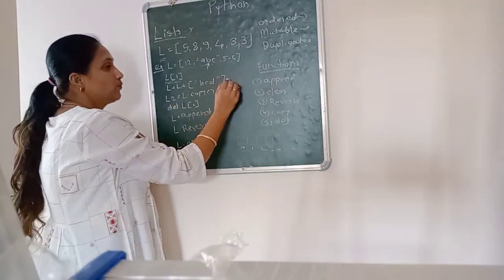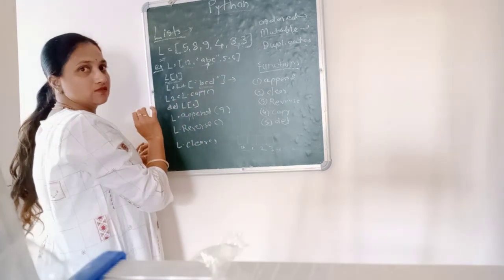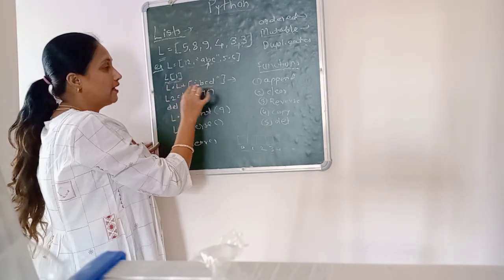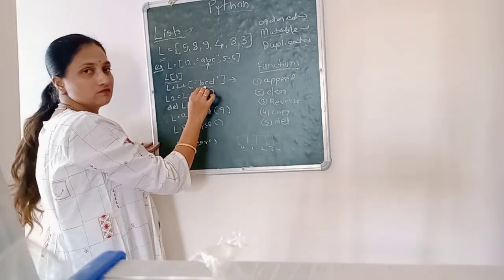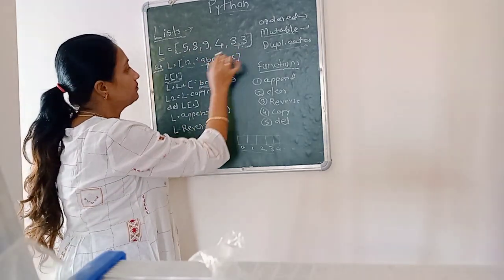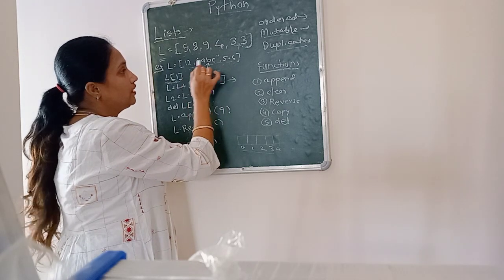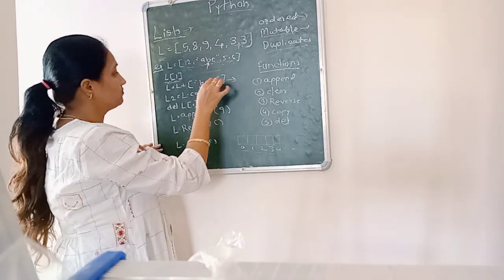Now, suppose I want to add one more element to the list. How to do that? L equals to L plus, just mention the name of the element. So this list will now become 12, ABC, 5.6 and BCD.